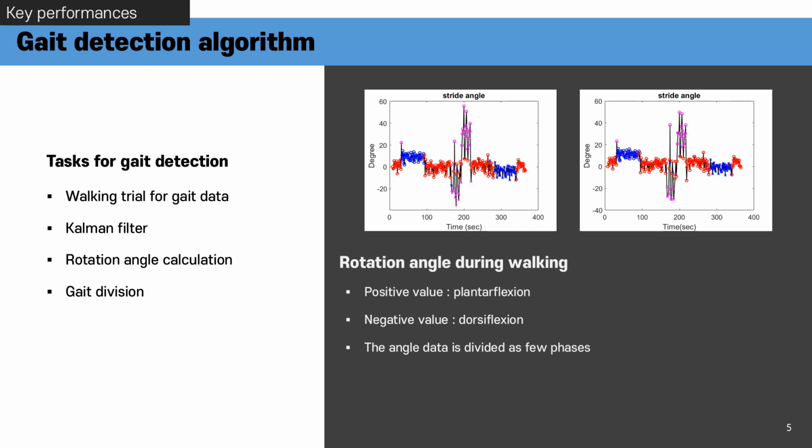The circle on the graph is colored according to the phase of gait. Through this, we can find out the timing of events such as heel strike or toe off.